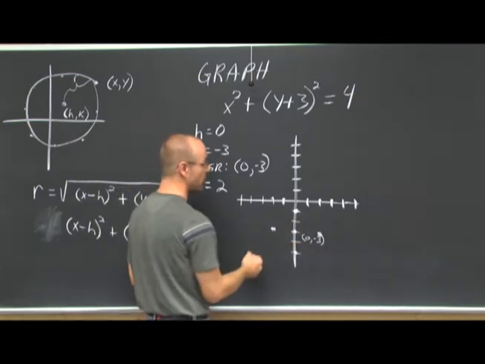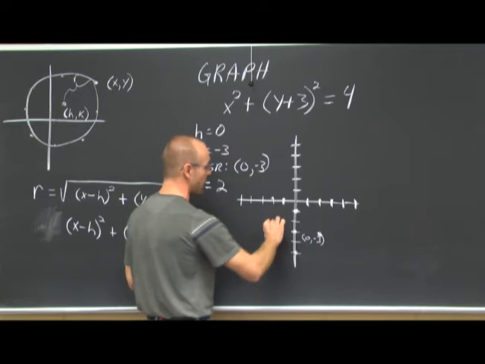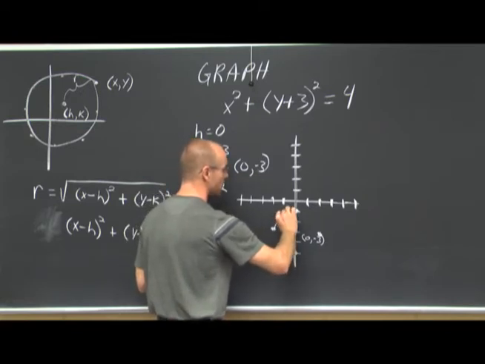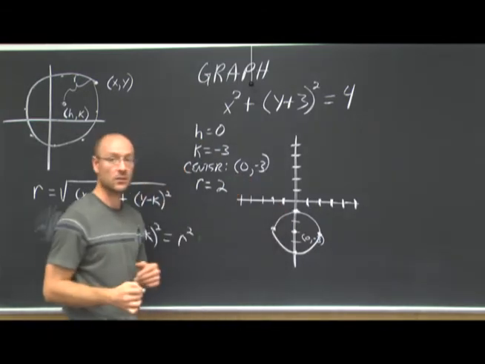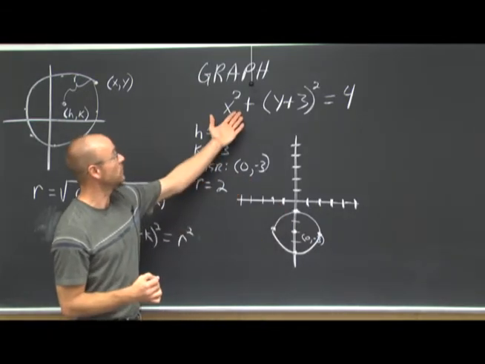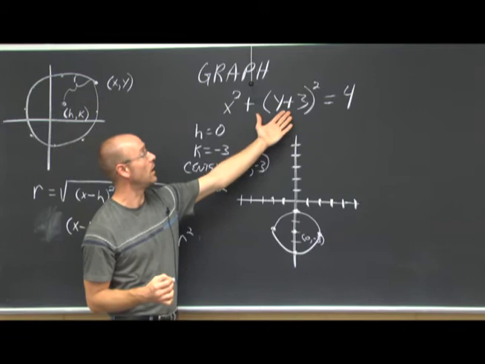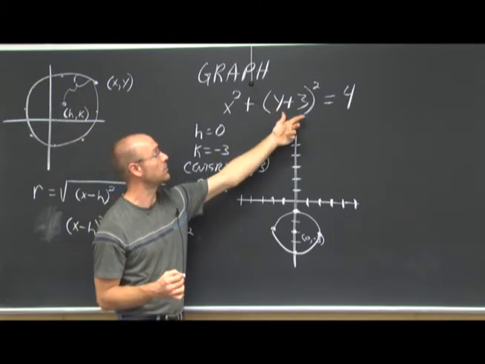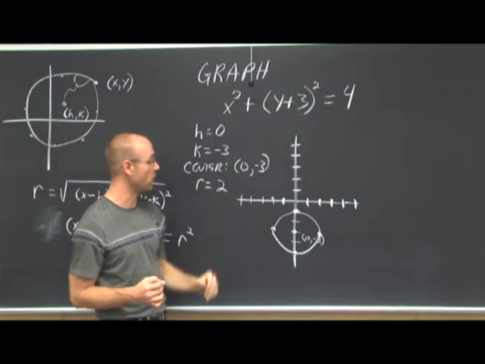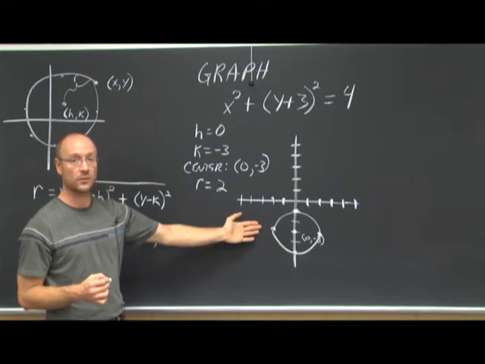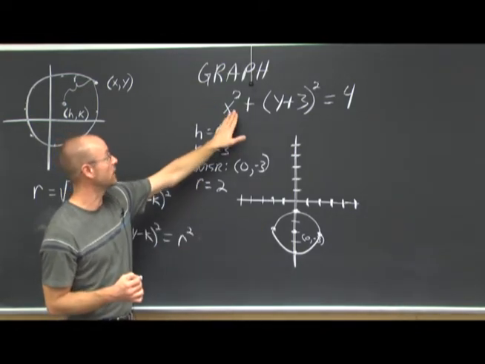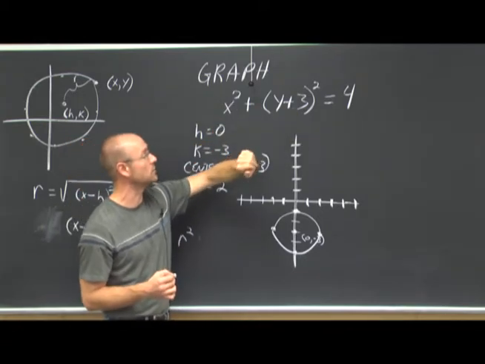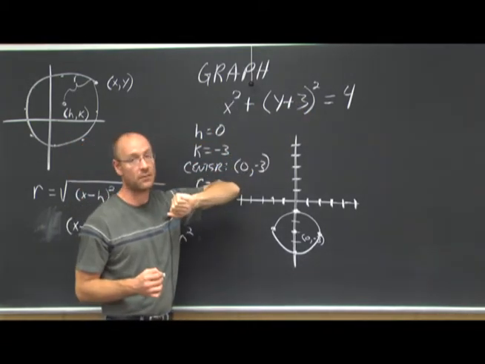If I go 2 in this direction or 2 in this direction, it really doesn't matter. But I just want to put enough points on here so that I can draw my circle. I just graphed the circle x squared plus the quantity y plus 3 squared equals 4. That would be the graph of the circle. Now, it's really nice when they're in standard form. We can just look at it and say h is this value, k is this value, the radius is the square root of that value.